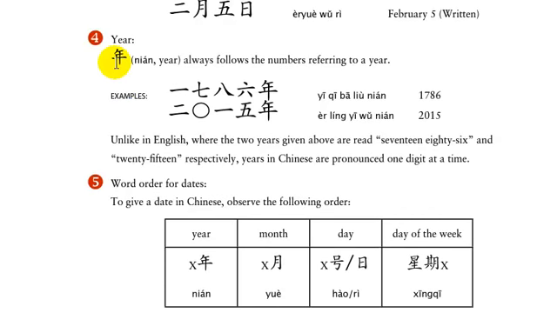年 is the word for year, and it always follows the number. So for example, 1786 is 1786年. 2015 is 2015年.